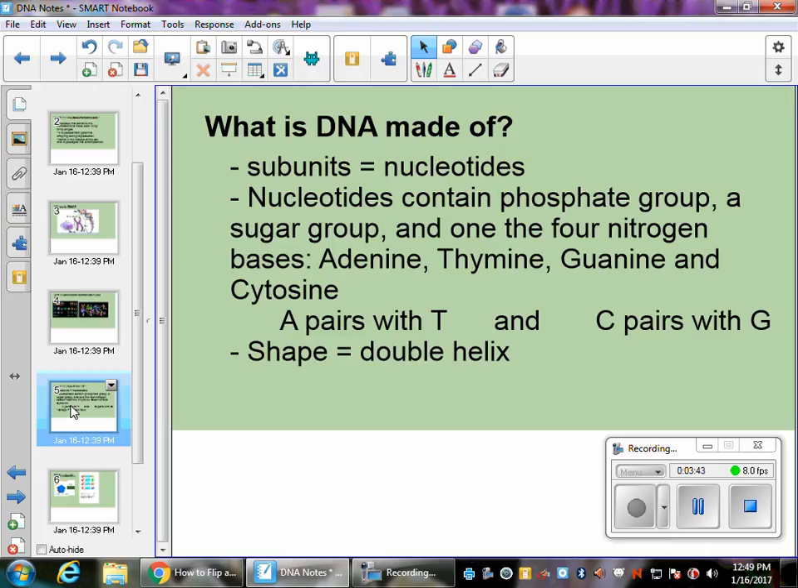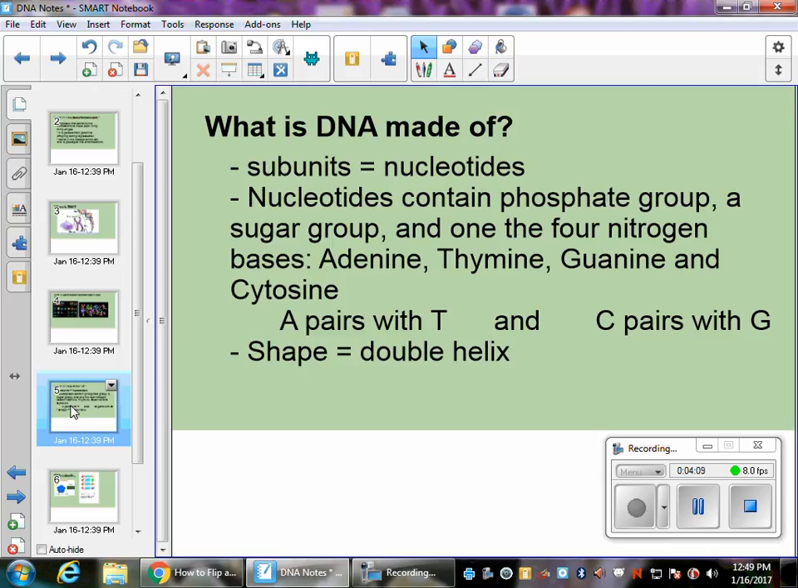So DNA is made up of subunits, or little units stacked together, that are called nucleotides. And each one of those nucleotides contains three things. The first one is what's called a phosphate group. The second one is a sugar group. And the third one is what's called a nitrogen base, or a nitrogenous base. And there are four bases that DNA can have. Within the nucleotide, those are adenine, thymine, guanine, and cytosine.